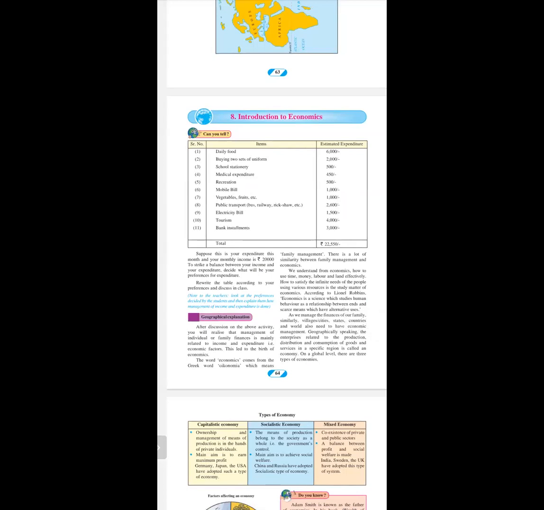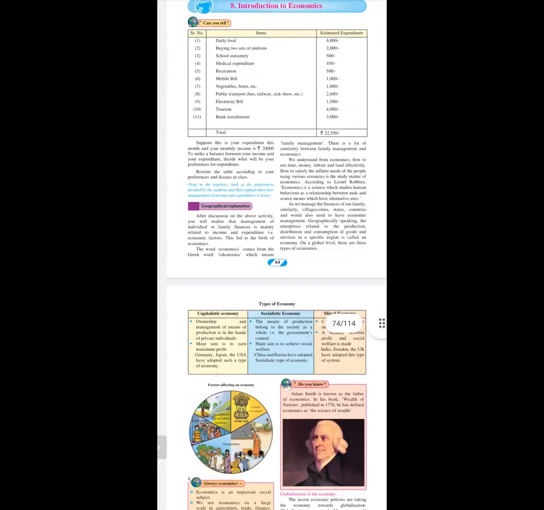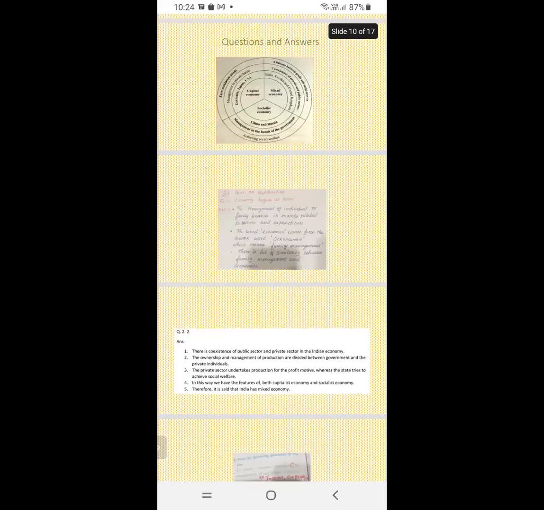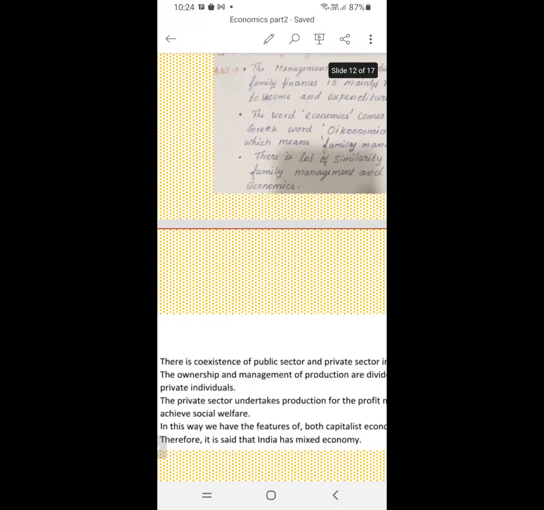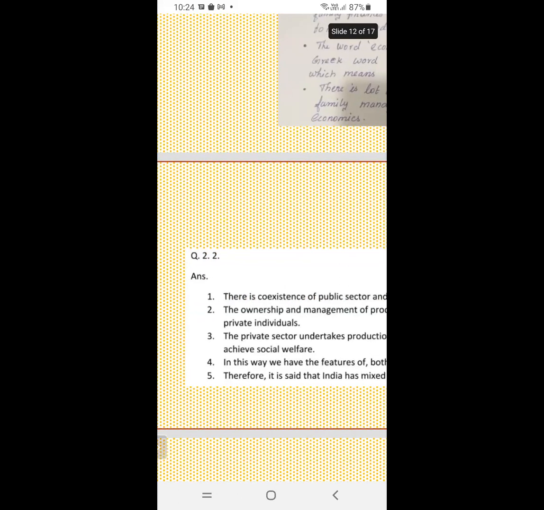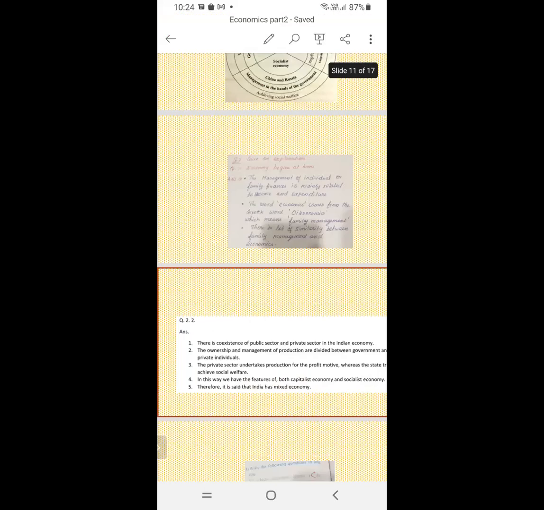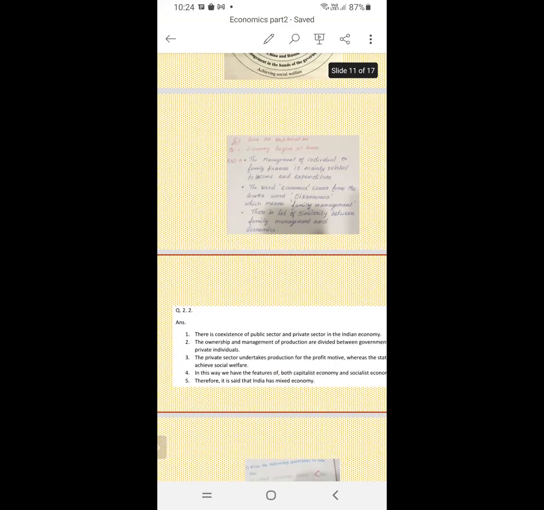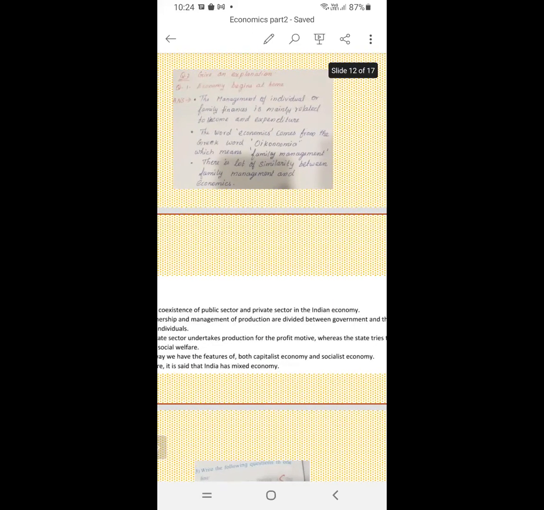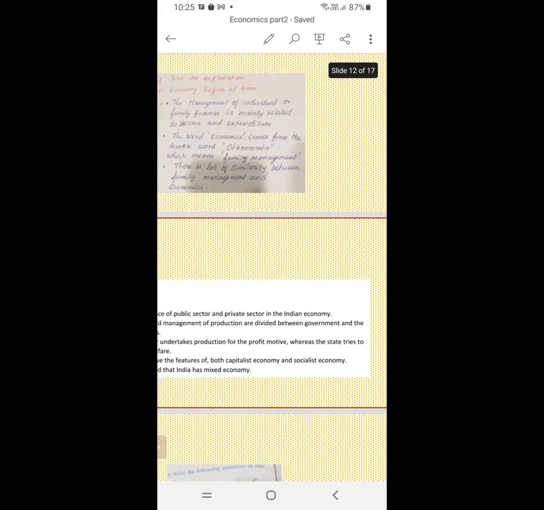The next one is India's economy is mixed type economy. One second, I will show the answer. Yes, question number 2. Why is India's economy a mixed type economy? I already explained to you. We have public related economic activities also there. At the same time, we have private individuals also handling some economic factors, like there is the coexistence of public sector and private sector in the Indian economy.